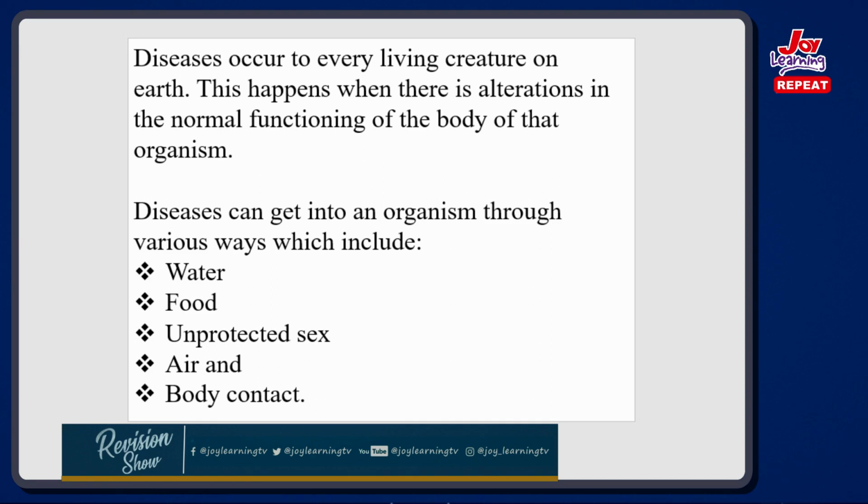And then you also have unprotected sex. You have air, and then you also have body contact. So these are the 5 major or basic ways by which every organism, and the particular organism here is human, can acquire disease into the system. So we have water, we have food, we have unprotected sex, we have air, and then the last but not the least is body contact.